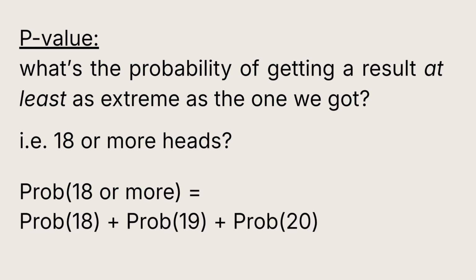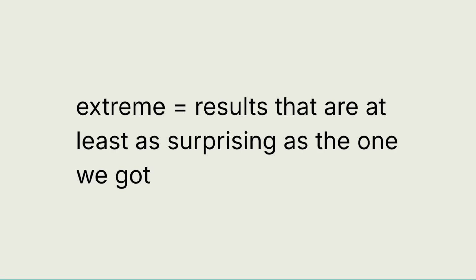Let's say we were looking at it in the other direction and we got 2 heads, then getting 2 heads or 1 head or no heads would be deemed as our more extreme example. So extreme or more just means the results that disagree with our assumption at least as much as the one we saw.